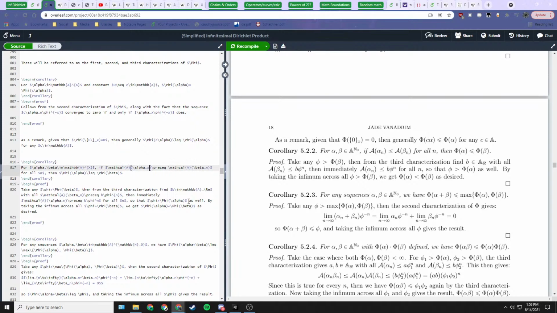Okay. If alpha of x is bounded by beta of x for all x, then this is bounded by that. Characterization: if beta of x is bounded by this, then immediately it's bounded by this for all x. So that this as well, and so on. Okay.